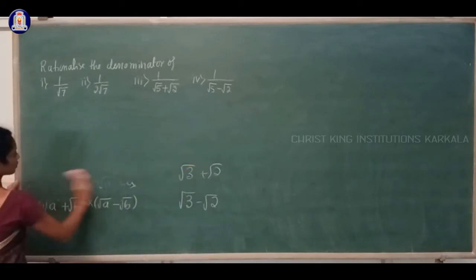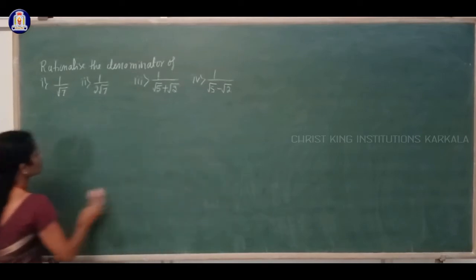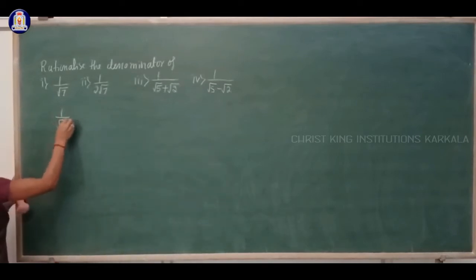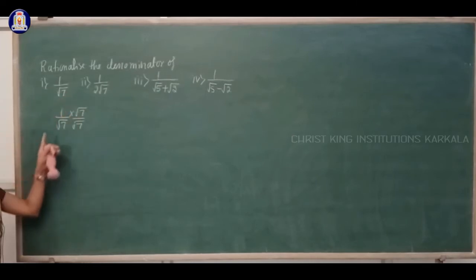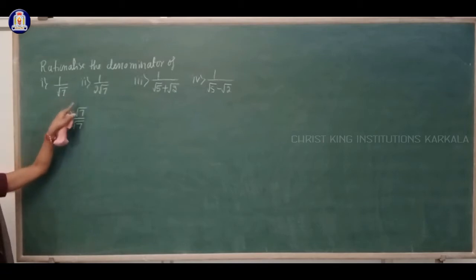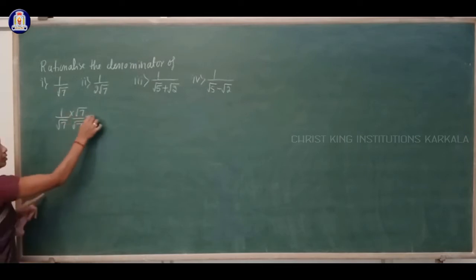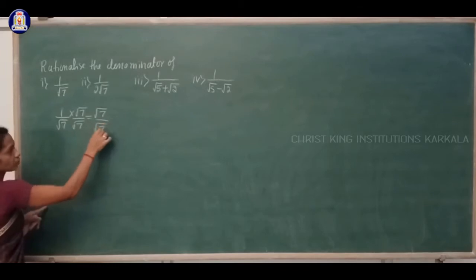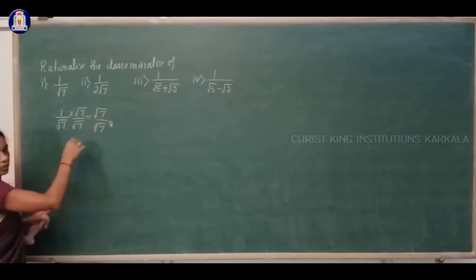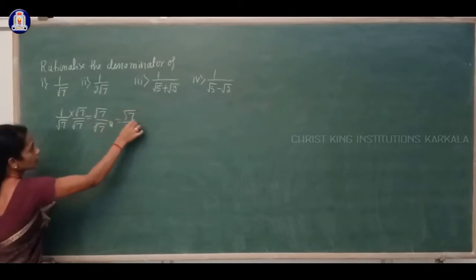So now the first problem is 1 by root 7. In the denominator you have only one term and that is an irrational number. So you multiply by root 7. But if you multiply only the denominator, that will be wrong. So you have to multiply the same to its numerator also. 1 into root 7 is root 7. And here root 7 into root 7 is root 7 square, and the square and square root cancel, we are left with root 7 divided by 7.